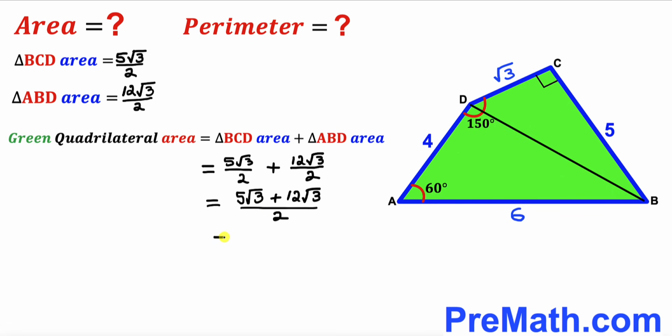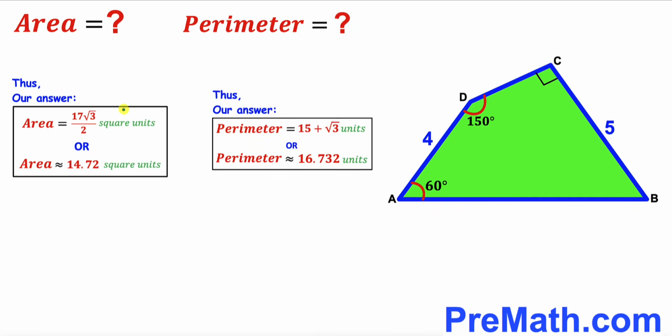So therefore our this green shaded quadrilateral area simply turns out to be 17 times square root of 3 divided by 2 square units. So thus, after all the calculations and manipulations, our area of this green shaded quadrilateral simply turns out to be 17 times square root of 3 divided by 2 square units. And that's going to be approximately equal to 14.72 square units as well.